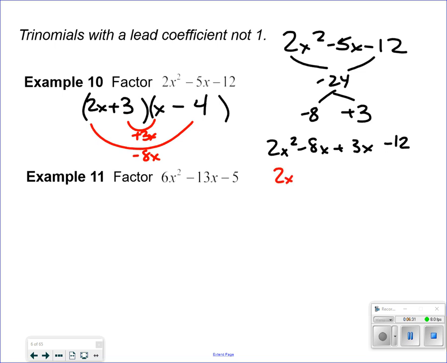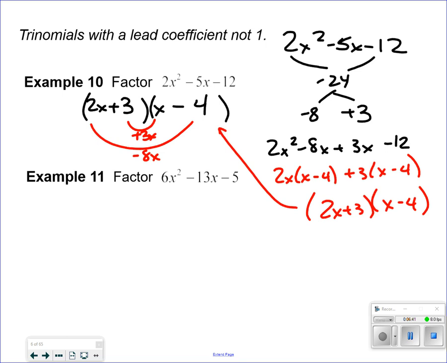I can take a 2x out of the first two. I can take a positive 3 out of the second two, and I get 2x plus 3 and x minus 4, which is exactly the same thing I got doing the guess and check method. So I am going to stick with the guess and check method.